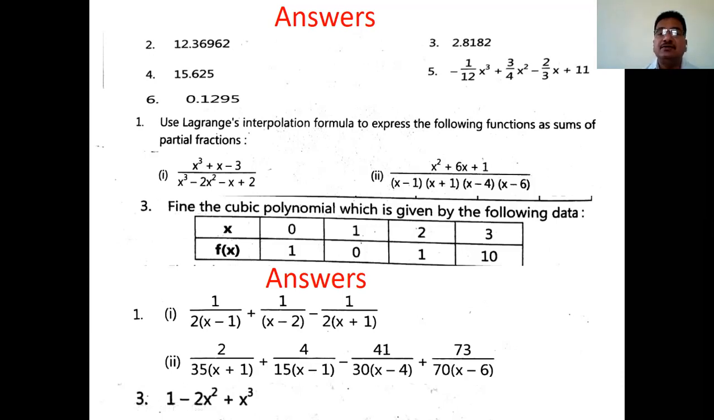But if you observe the values of x in this table, they are equidistant, and so this problem is solvable by using Newton's forward, Newton's backward, and Lagrange's. The answers are given. So solve all the exercise.